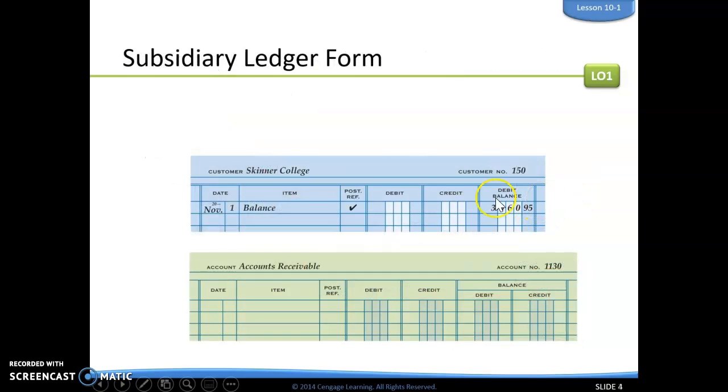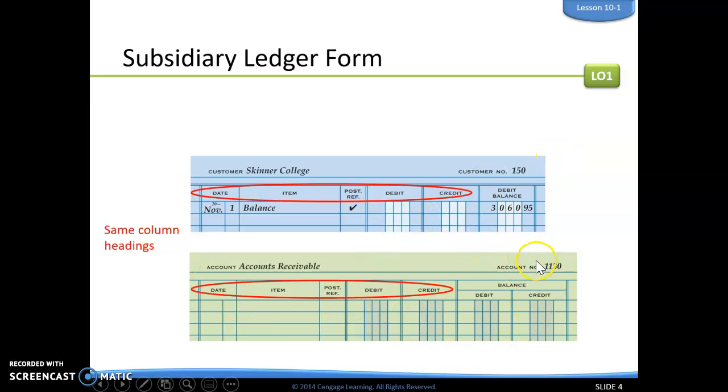Okay, so an example here: you'll see we have customer, which is Skinner College, and then customer number. Before we had a vendor and a vendor number, but because we are selling to our customers now, this is going to look a little bit different. We will see that we have the same column headings, and the one other difference now is that we should have a debit balance instead of a credit balance like we did in our accounts payable information. So people owe us money.